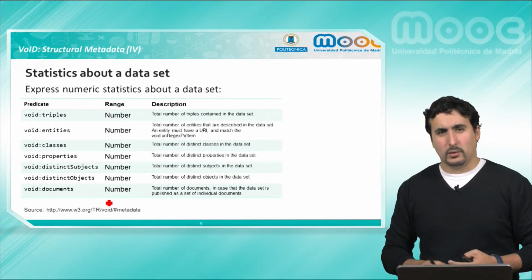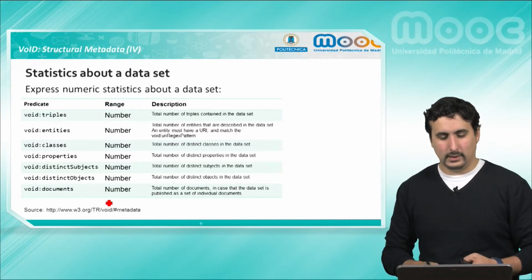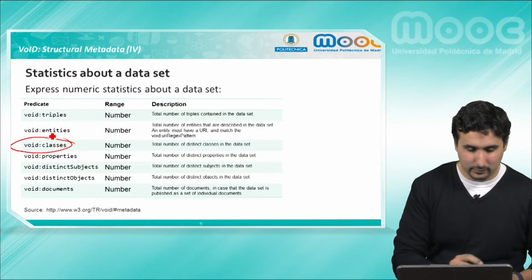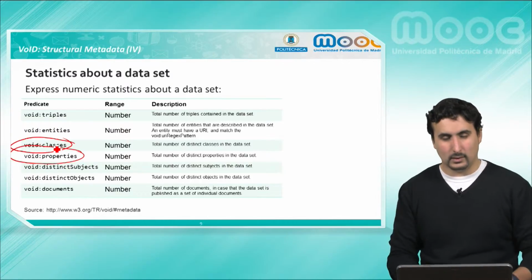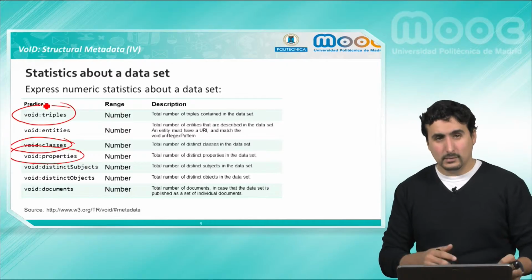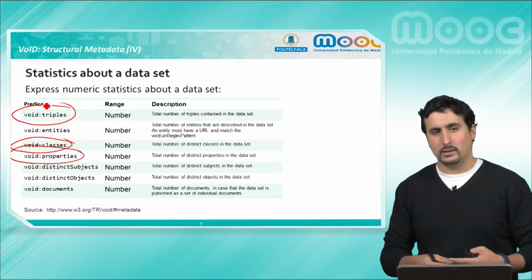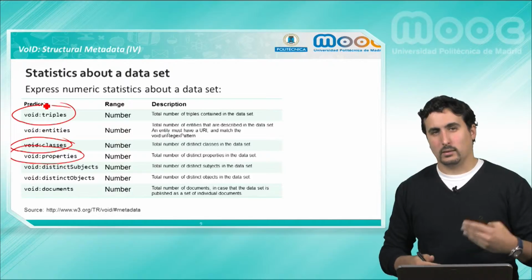Finally, it's also important to include information about the statistics of our dataset in terms mainly of its size. For example, the number of classes that it has, with the void:classes property, the void:properties, the number of properties, distinct subjects, or even the overall number of triples. This, combined with the rest of the structural metadata, is really useful to decide which types of queries we will be able to execute over our dataset.